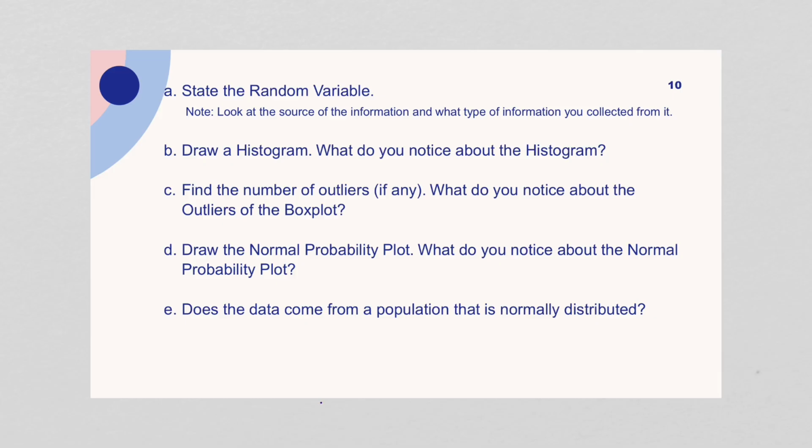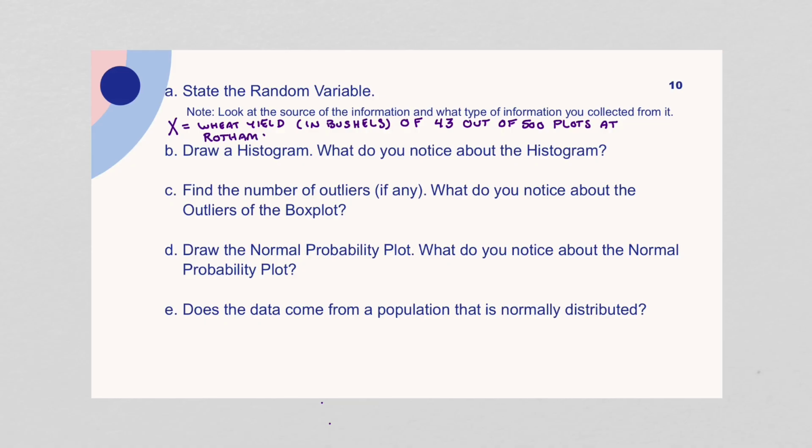So to get us started, for our random variable, we would have x is equal to the wheat yield in bushels, so let's include the unit of measure, otherwise it's really not clear, of 43 out of 500 plots at Rothamsted Experimental Station in Great Britain.